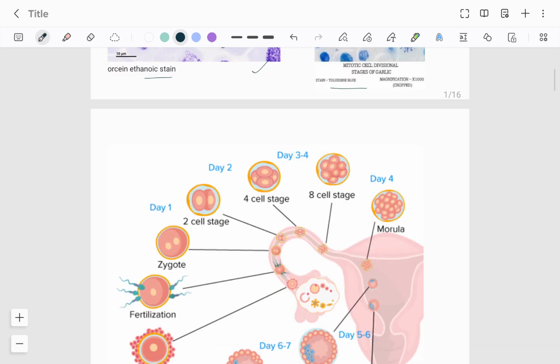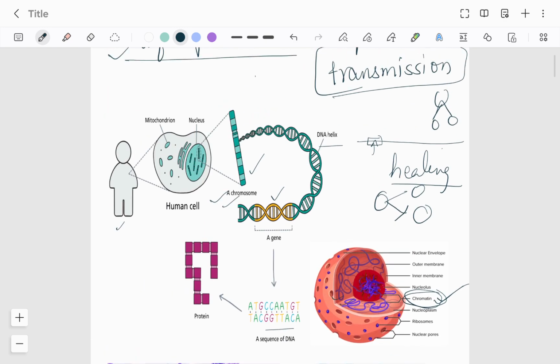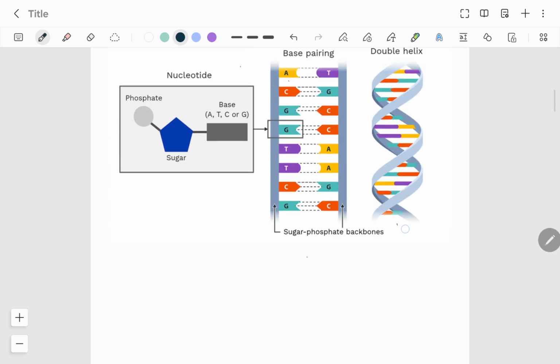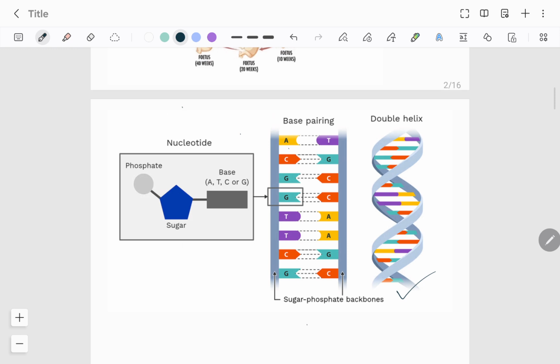Okay, now if I say DNA, the genetic material, that DNA is a double helical structure. You know, this structure was studied by J.D. Watson and Francis Crick and others, we will study later. This double helix is actually made up of two chains made up of nucleotides. So what are the chemical building blocks of DNA?